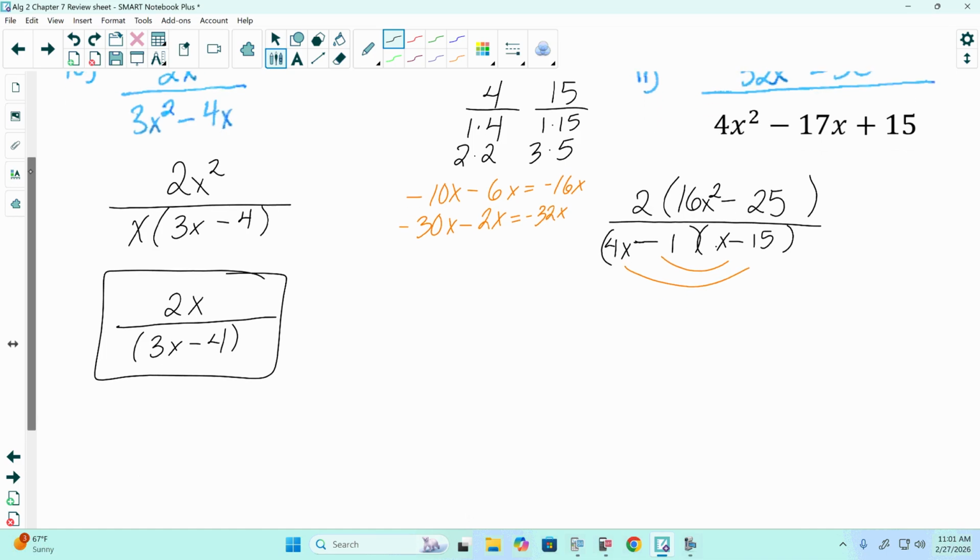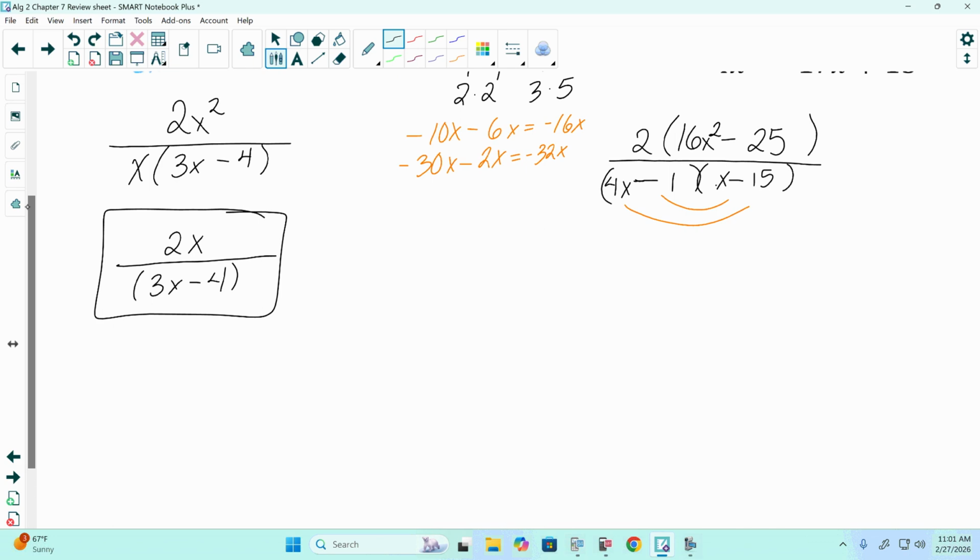Since we did both of those, I'm going to switch to 4x and x, 4 and 1. Now, 4x times negative 15 is going to be negative 60x. Negative 1 times x is negative x. Giving me negative 61x. Switch the 1 and 15, negative 4x. Negative 19x. So switching the 1 and 15 this time did change something because we had x and 4x. We had a different multiplication.